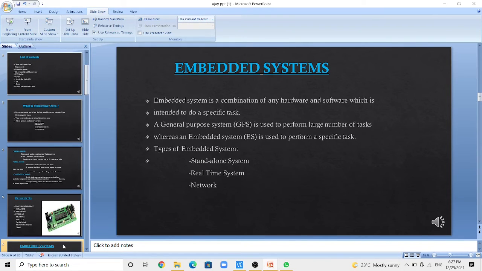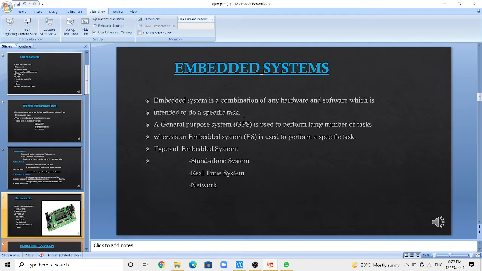So what is an embedded system? An embedded system is a combination of hardware and software which is intended to do a specific task. In order to do a specific task, we use an embedded system. That means an embedded system is nothing but a combination of hardware and software.